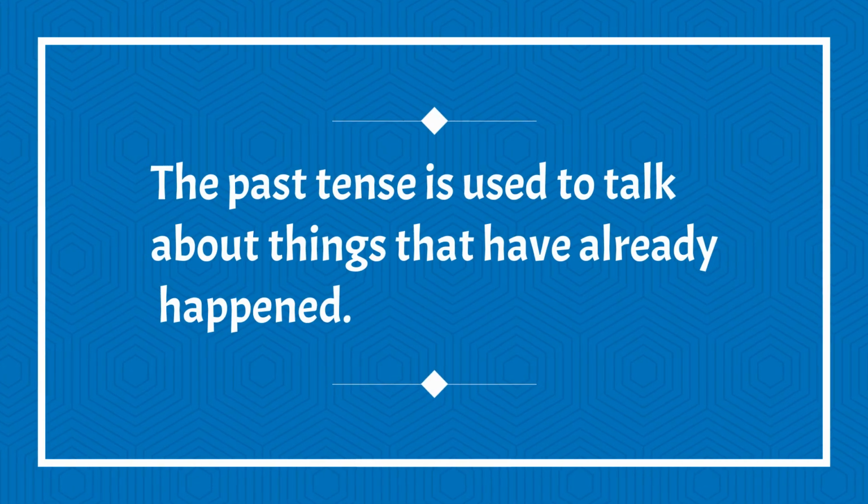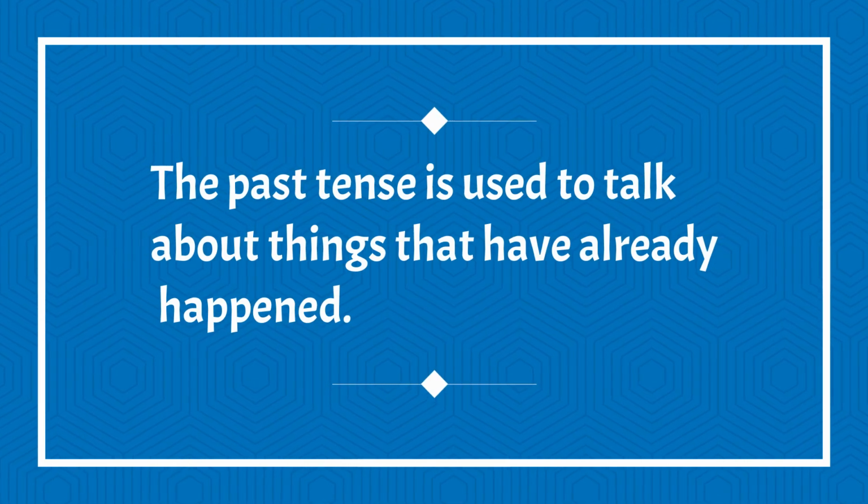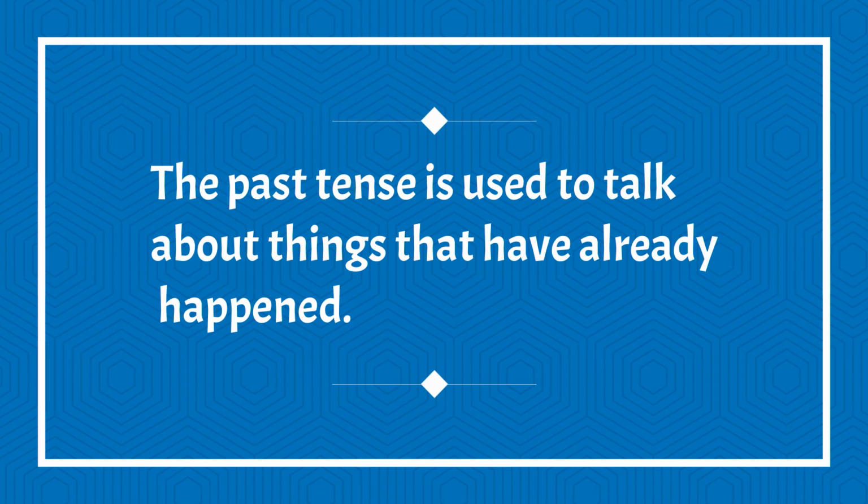Now before we understand all these tenses one by one, let me tell you what is past tense, what is present tense, and what is future tense. A past tense is used to talk about things that have already happened, maybe yesterday, maybe last week, a few years back, which is not present, which already took place. Understood?